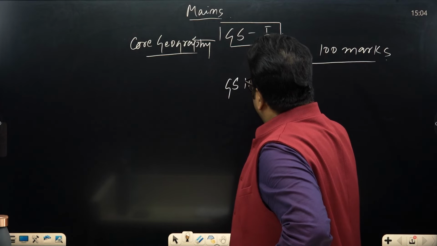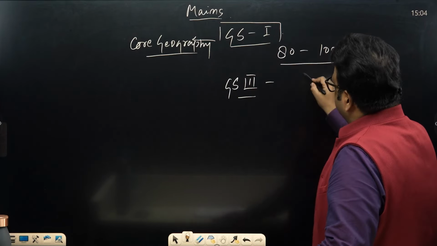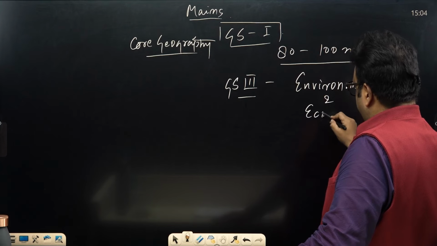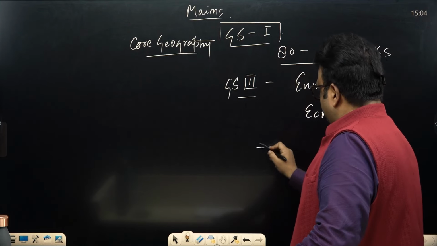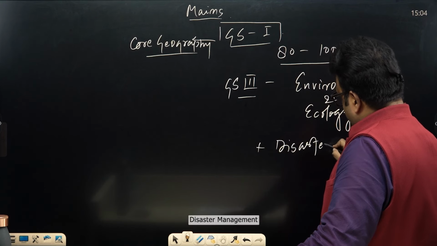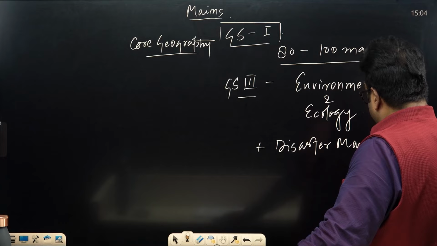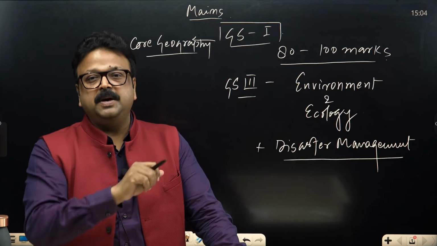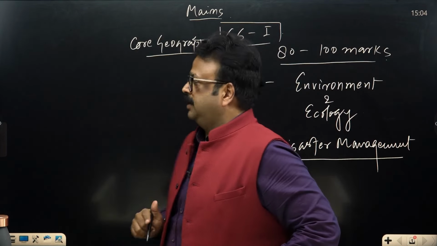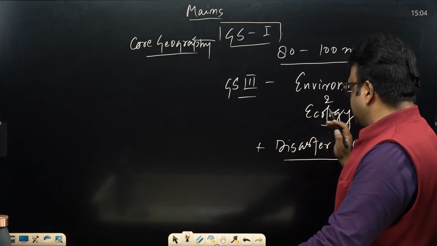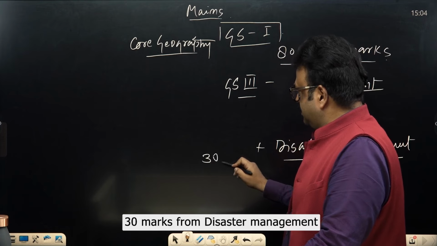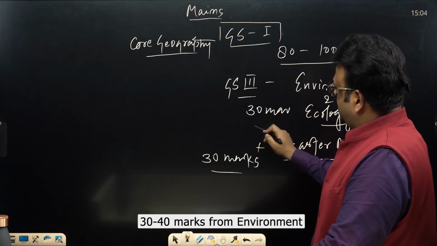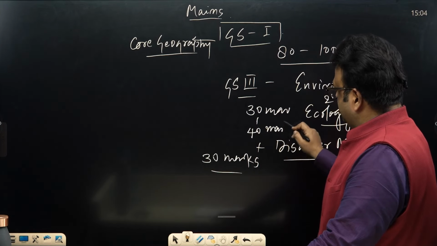Again in GS3, you happen to have two major parts. One is environment and ecology. Apart from it, you also have disaster management. I'm talking about general studies paper, GS paper, and I'm connecting with geography optional. So if you see this environment and ecology paper and disaster management, at least 30 marks from disaster management and almost 30 to 40 marks from environment and ecology part.